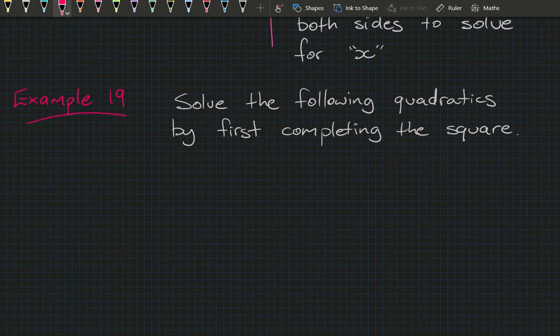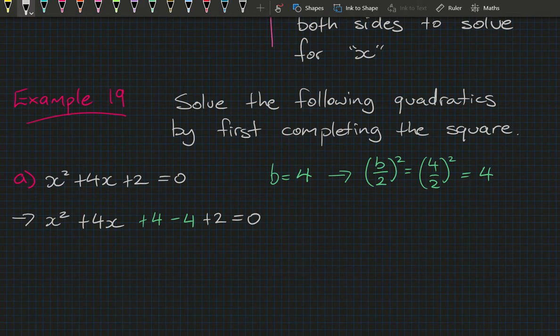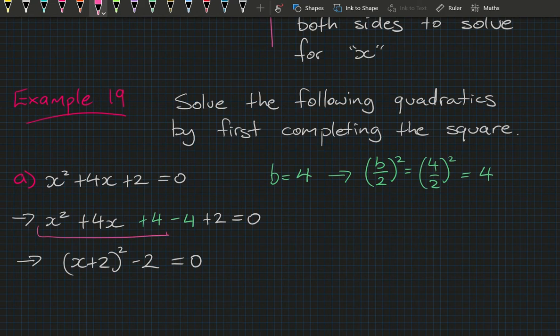In part A, we have x squared plus 4x plus 2 equals 0. So that means our b from ax squared plus bx plus c is equal to 4. Therefore b on 2 squared equals 4 on 2 squared, which is just 4. If you remember the completing the square trick, by adding and subtracting 4, we've just added 0, so we haven't changed anything. We now have x plus 2 squared minus 2 equals 0, because this part here is x plus 2 squared, and of course, minus 4 plus 2 is minus 2.